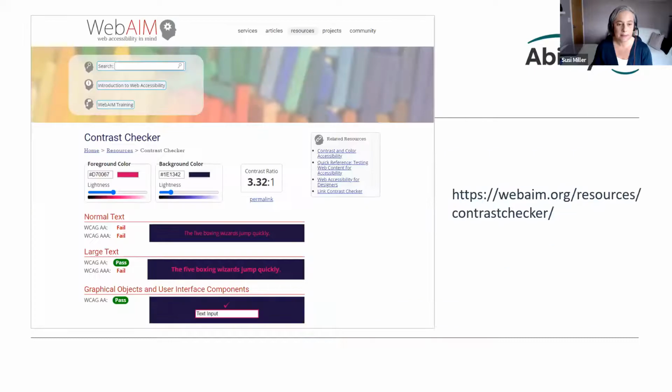So next slide, please. So how would you be sure? So as you can see from the image, this is where a color contrast checker is hugely helpful.